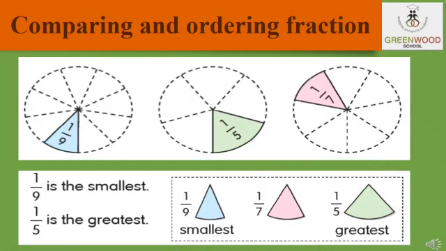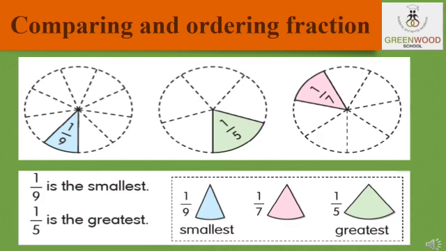Our next topic is comparing and ordering fractions. Let's see an example. There are 3 circles. The first one is divided in 9 parts, out of which 1 is colored, so the fraction is 1 by 9. In the second one, it is divided in 5 parts, out of which 1 is colored, so the fraction is 1 by 5. While the third one is divided in 7 parts, out of which 1 is colored, so the fraction is 1 by 7.